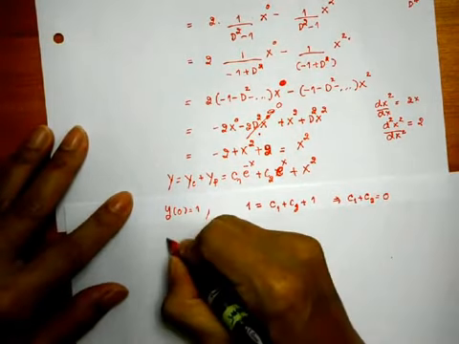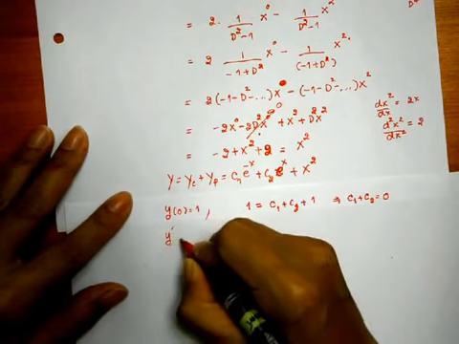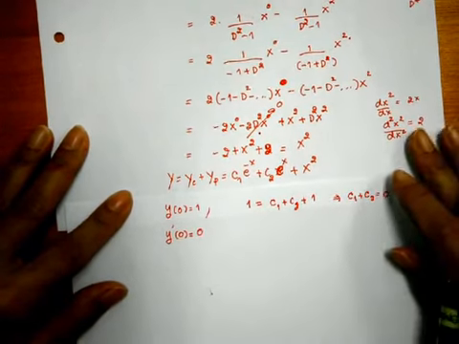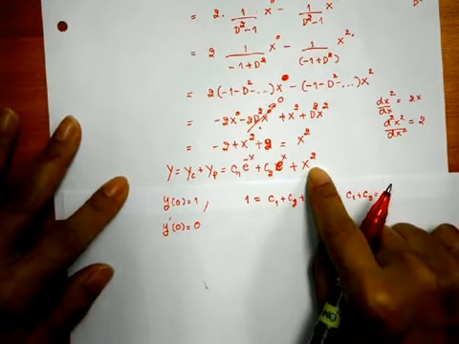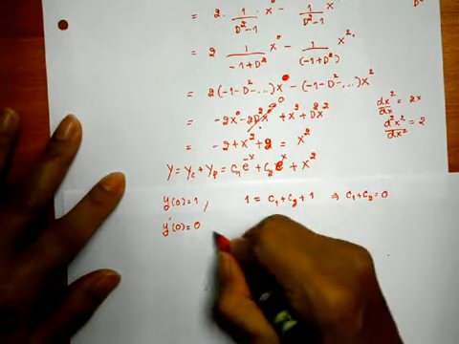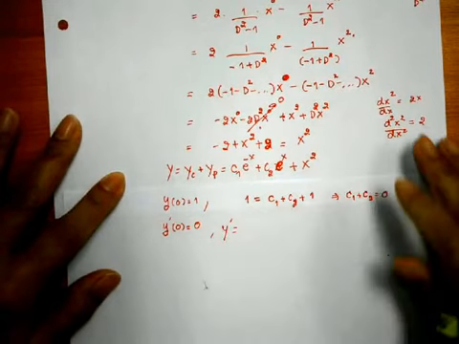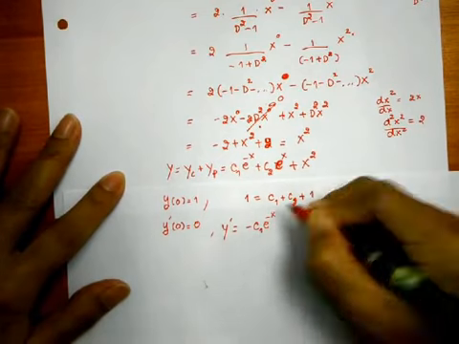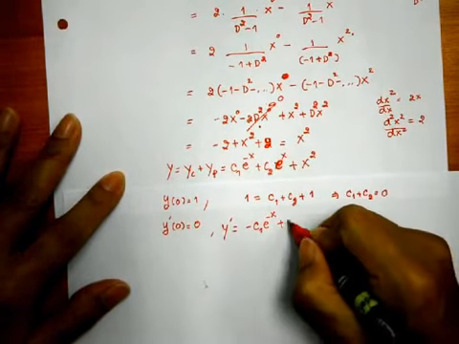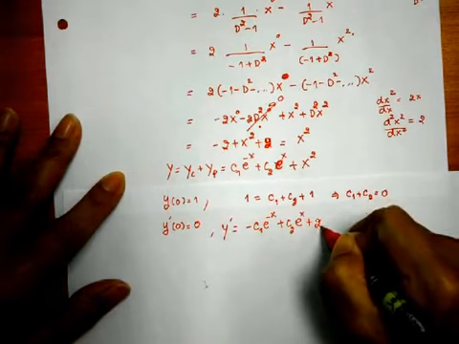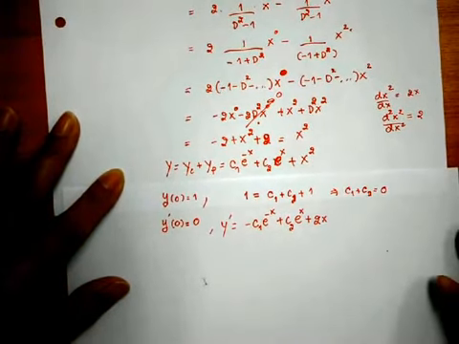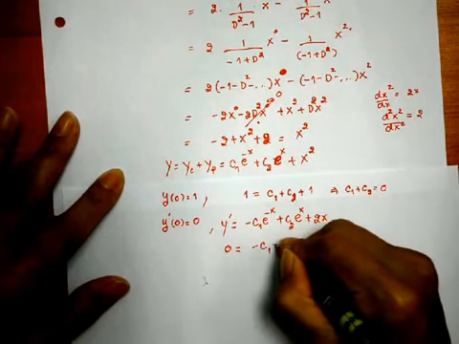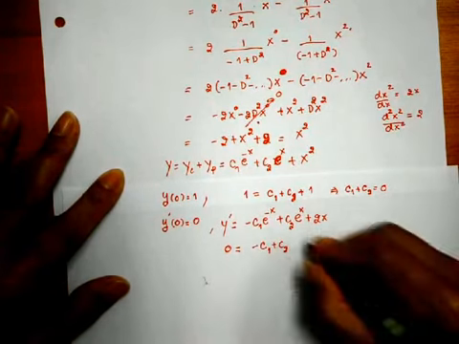The other boundary condition says that the first derivative of y is equal to 0 at x equal to 0. So we have to differentiate this y. The first derivative of y is equal to minus c1 exponential of minus x plus c2 exponential of x plus 2x. So we get 0 is equal to minus c1 plus c2 plus 0.